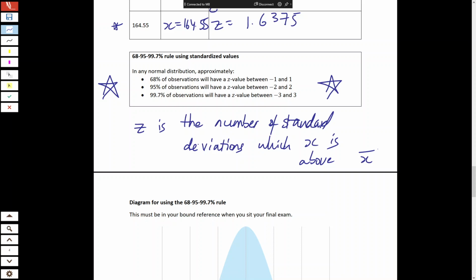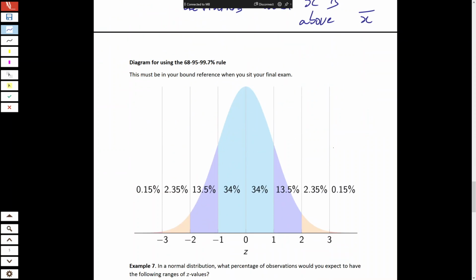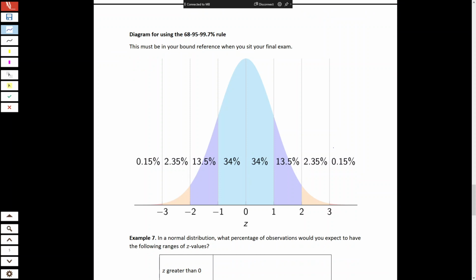Okay? So, in a moment, we're going to put it all together. We're going to combine the 68, 95, 99.7% rule and the Z values to do some calculations together. And the reason why I've chosen to teach it this way is because I think it will make life easier for you, not harder. All right. Please turn the page.